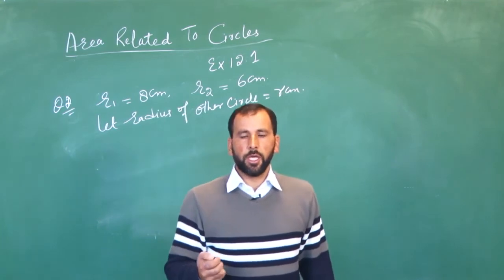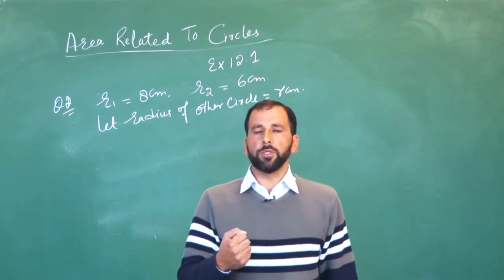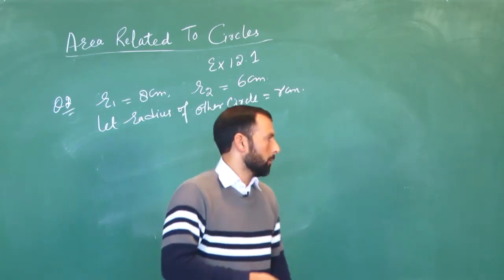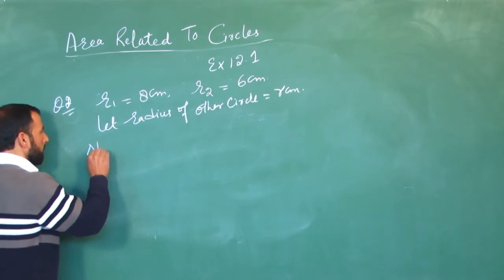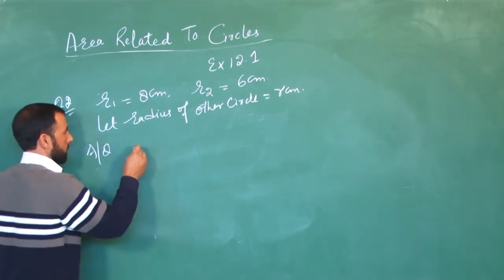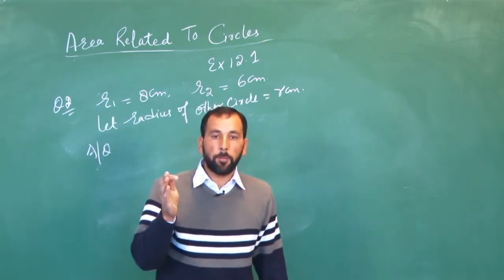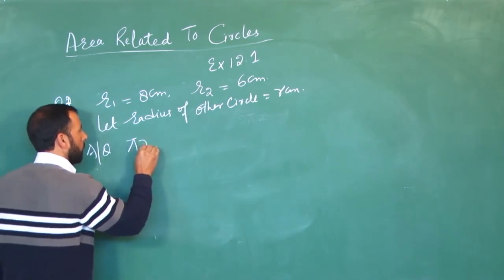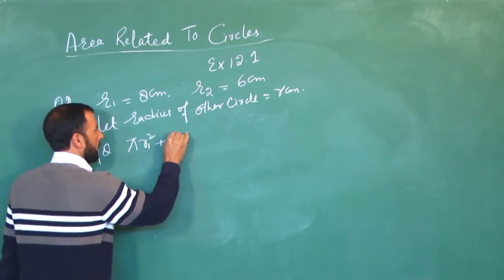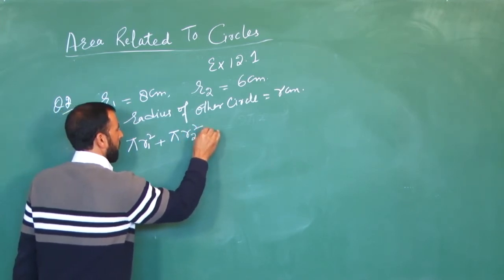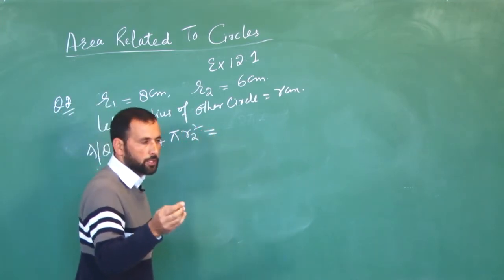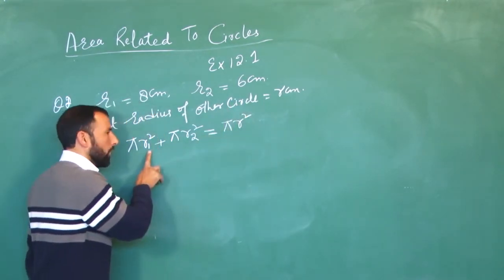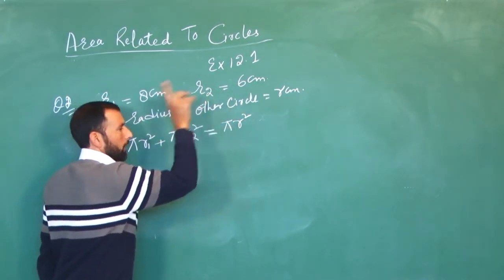Now the question is, the sum of the areas of the given circles whose radii are given is equal to the area of the other circle. Means according to the question, the area of the first circle. What is the area of a circle? Clearly pi r square. So here the area of a circle is pi r1 square plus pi r2 square is equal to the area of the other circle, that is pi r square. We mention r1 for the first circle, r2 for the second circle.